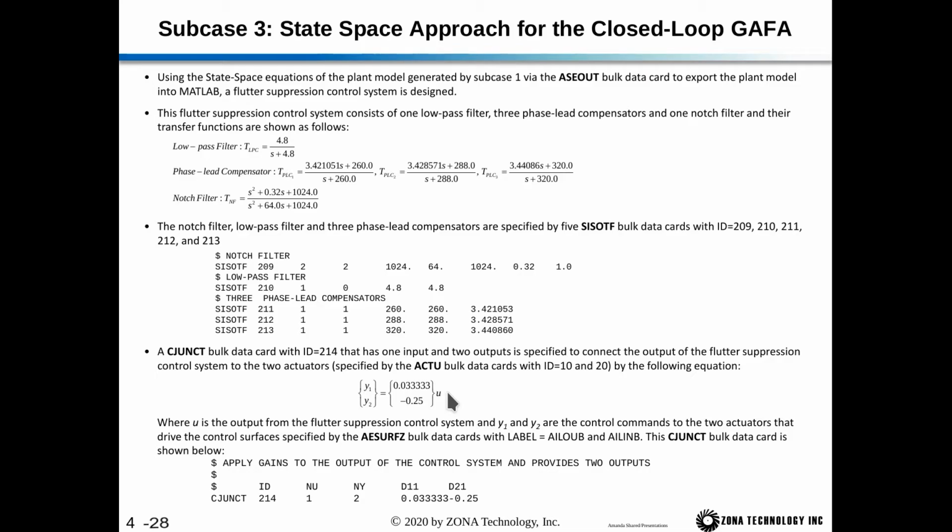So the 2 actuators are actually going to be moving in opposite directions, and then the magnitude is different. So U here is the output of the flutter suppression control system, and then Y1 and Y2 are the control commands to the 2 actuators that drive the control surfaces specified by the AESERV bulk data cards. So this CJUNCT card is shown here. The number of inputs is 1, number of outputs is 2, D11 is 0.0333, D21 is minus 0.25.